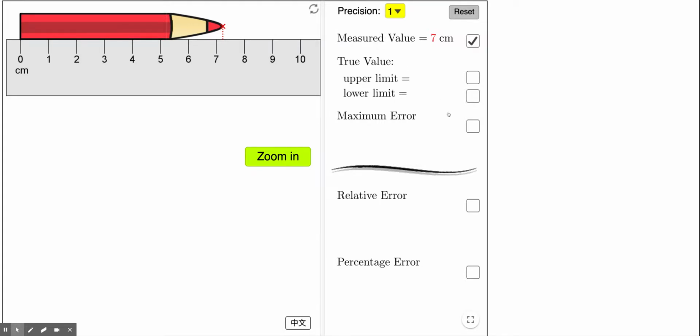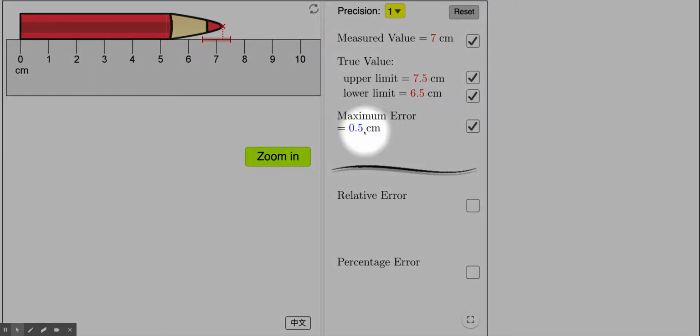First of all, you should know the meaning of maximum error. For each interval, this is 7 and then 8, so the interval will be 1. The maximum error will be 1/2 of this interval, therefore 1/2 times 1, which gives you 0.5. For the upper limit, it will be this value plus the maximum error, and for the lower limit, it will be the minus, so you have 7 minus 0.5.